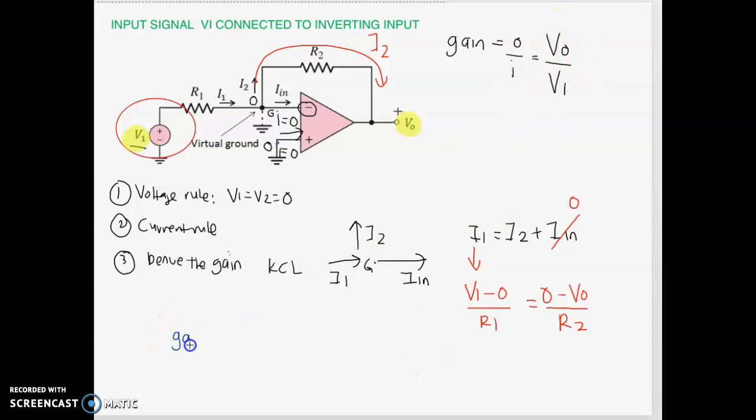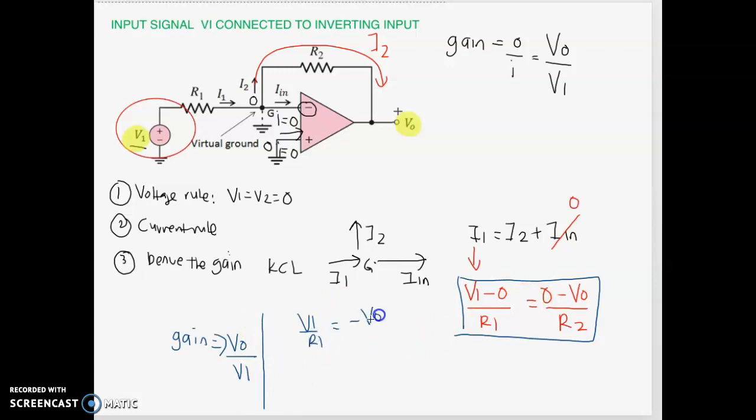So your gain is equal to what? You need to rearrange this until you get your gain equal to V out over V1. So let's rederive this. It becomes V1 over R1 equals minus V out over R2. So V out over V1 equals minus R2 over R1. So this is actually your gain.